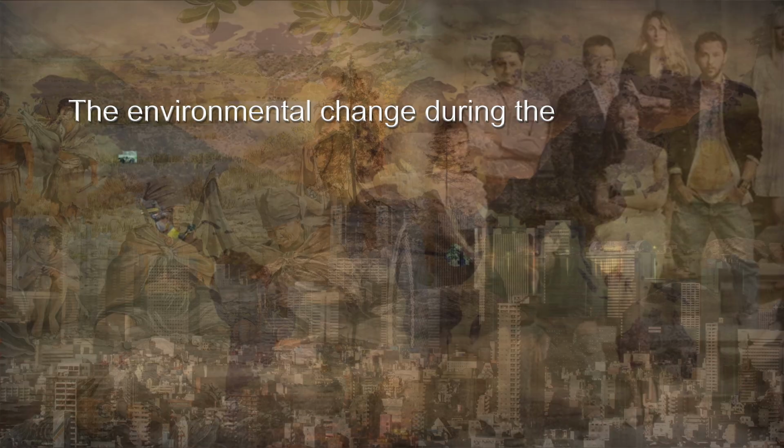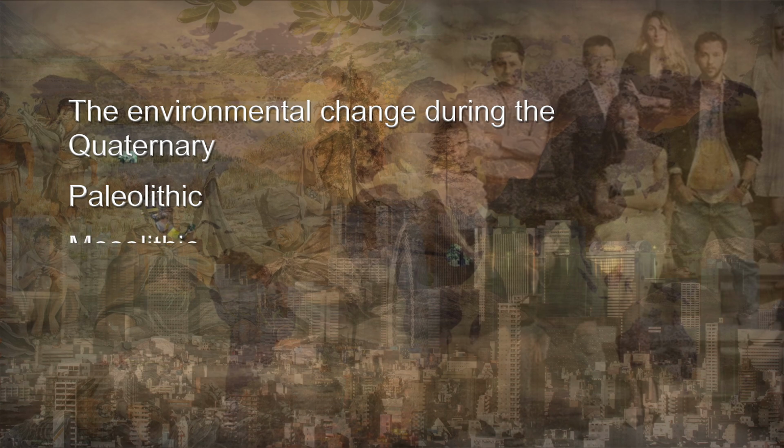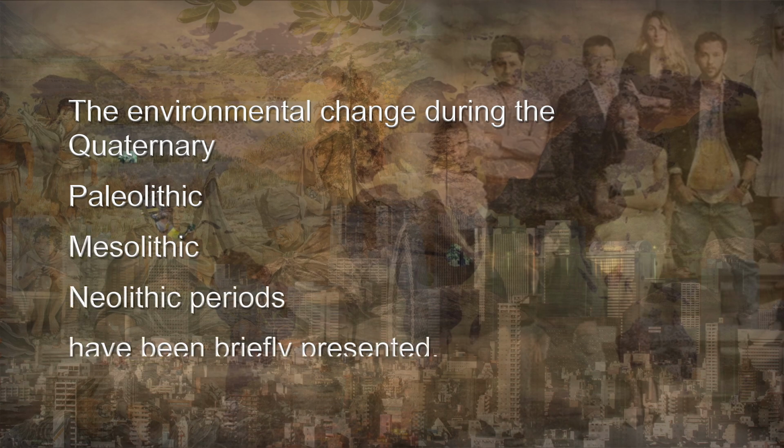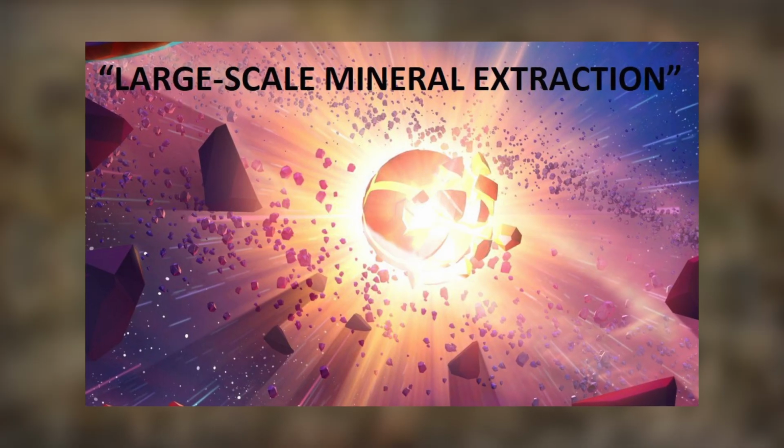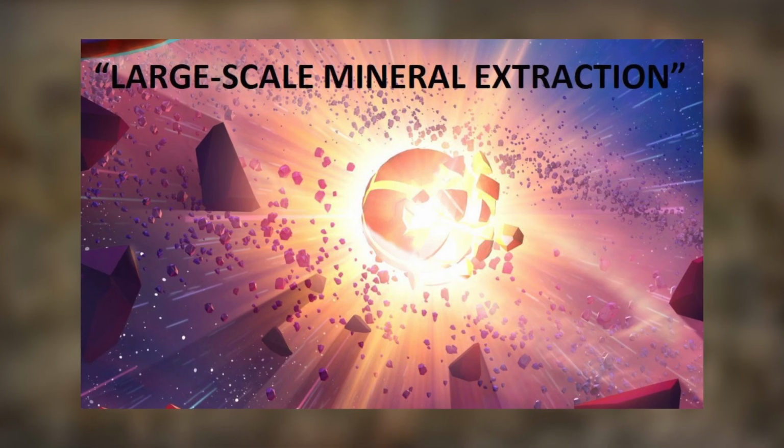So, this presents a synopsis of the history of the natural and cultural environment during the last 4 million years. The environmental changes during the Quaternary, Paleolithic, Mesolithic and Neolithic periods have been briefly presented. The environmental changes during the historic period, especially after the Industrial Revolution in 1779, when fossil fuel started being used for industrial and domestic purposes, and large-scale mineral extraction from mining areas, have been examined.